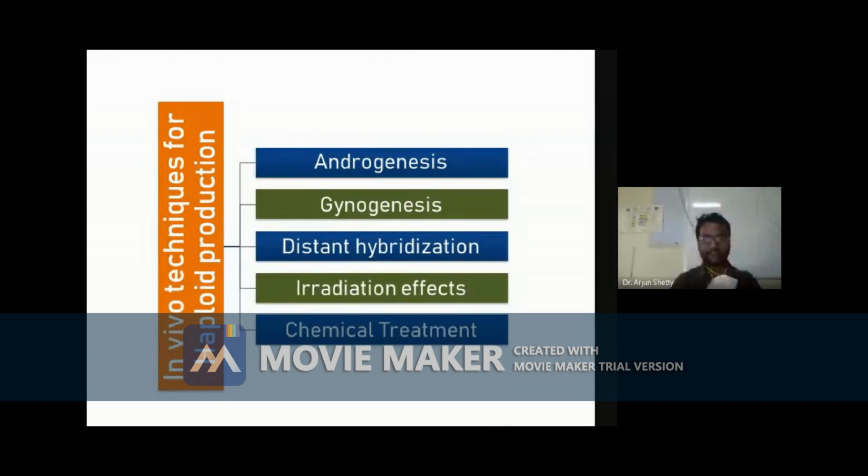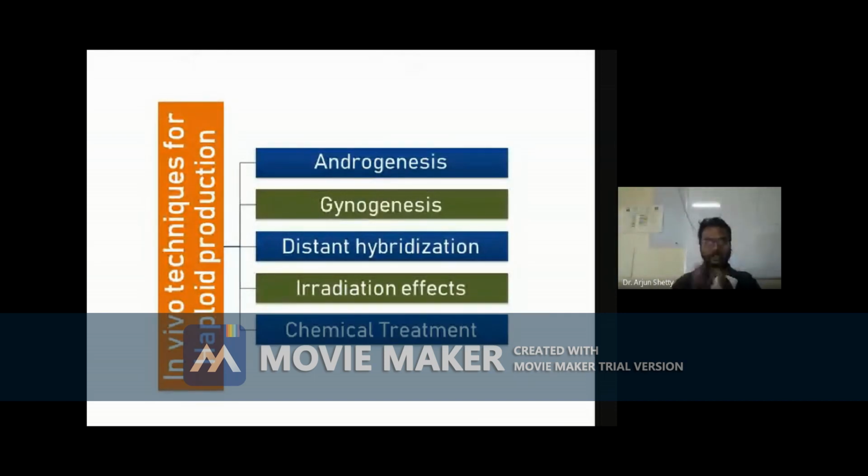Now coming to the in vivo techniques, which techniques are employed for production of haploids? The first one is androgenesis, then gynogenesis, distant hybridization, irradiation effects, and chemical treatments. I'm not talking about in vitro here. Within the plants, by applying any one, any two, any four or all five techniques, you can go for production of haploid plants.